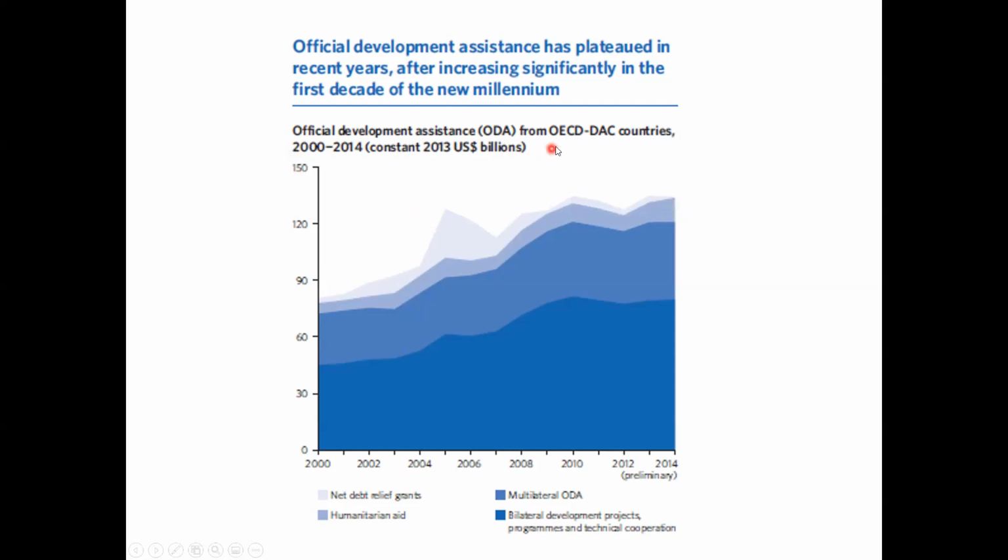Official development assistance from OECD DAC countries, constant 2013 US billions. So we see the lightest one is net debt relief grants. We see humanitarian aid, multilateral ODA, and then bilateral development projects, programs and technical cooperation. So we see increases across time, but definitely it seems like in the first decade of the 2000s there's a little bit of a rush, or momentum to increasing, and that momentum seems to have stalled.